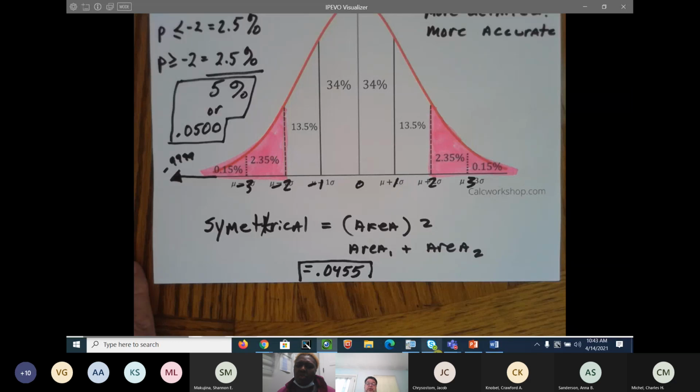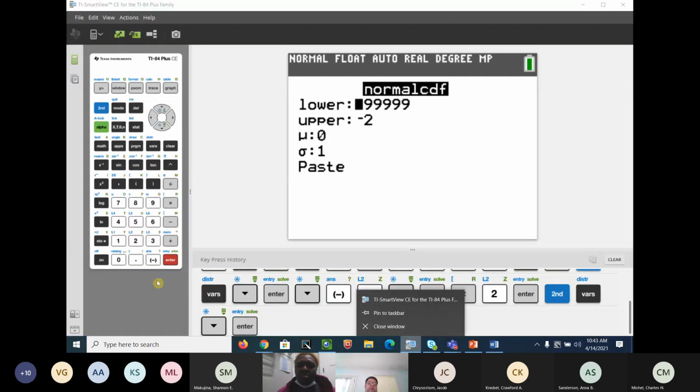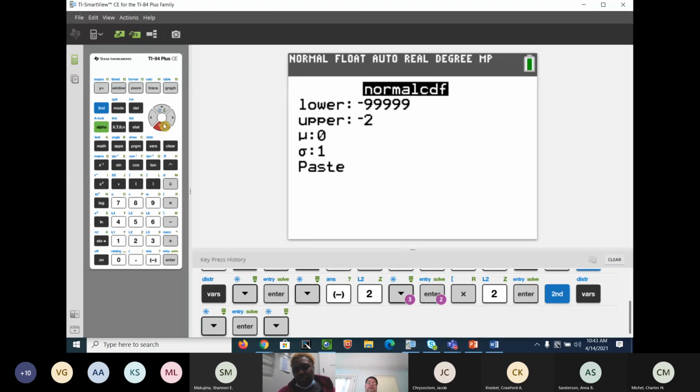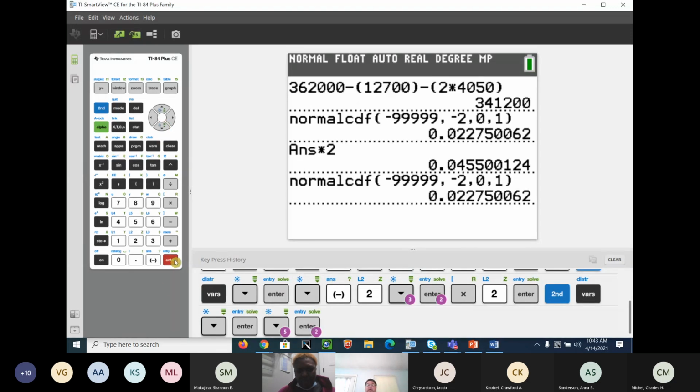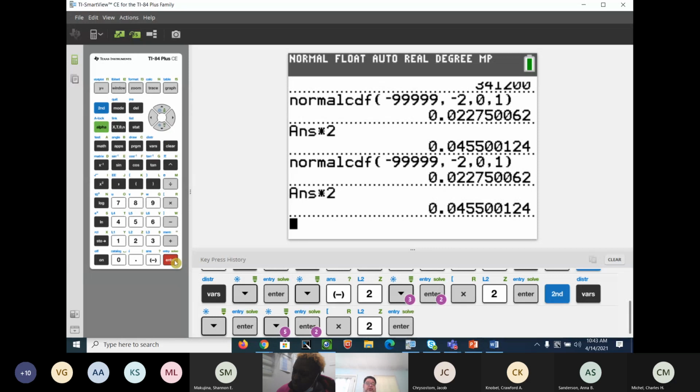So go back to the calculator and hit paste. And there is my area, and I'm going to multiply it by 2 since they're symmetrical. And my answer is 0.0455. And that's your answer.